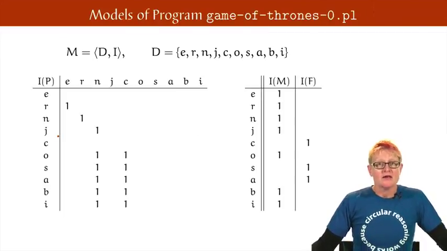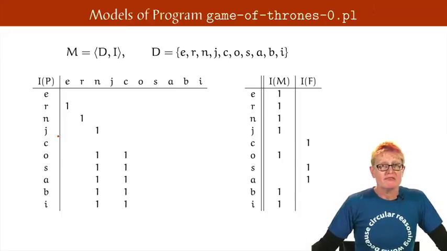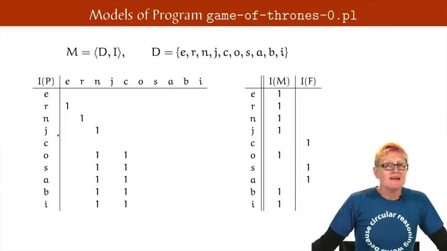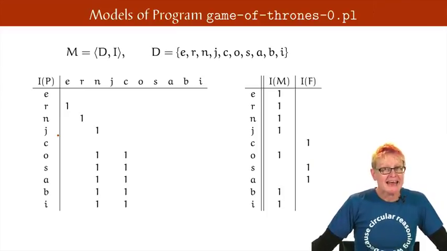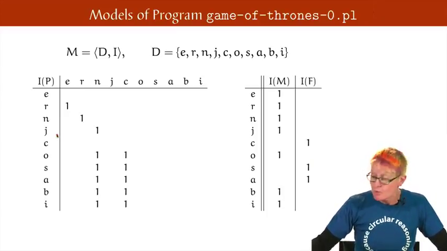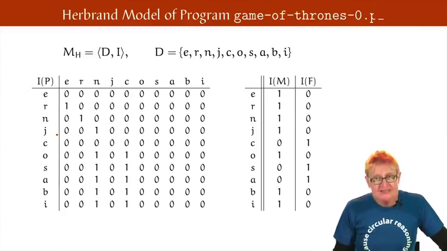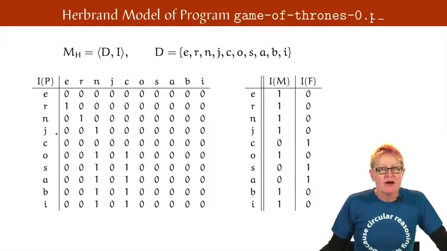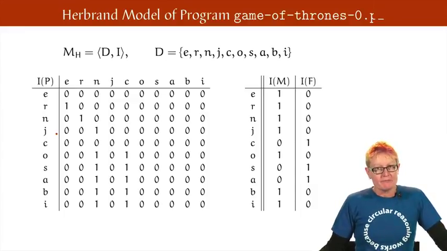Now, back to our partial model of the Game of Thrones-0 logic program. If we think about completing all the blank entries according to whether or not the corresponding fact is a logical consequence of the program, we see that for this logic program, all those blank entries will become zeros. In the theory of logic programs, this is what is called the Herbrand model of the logic program.